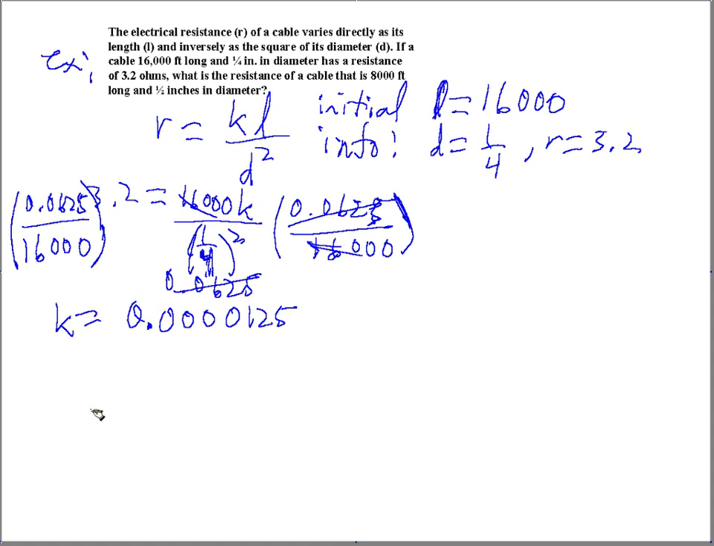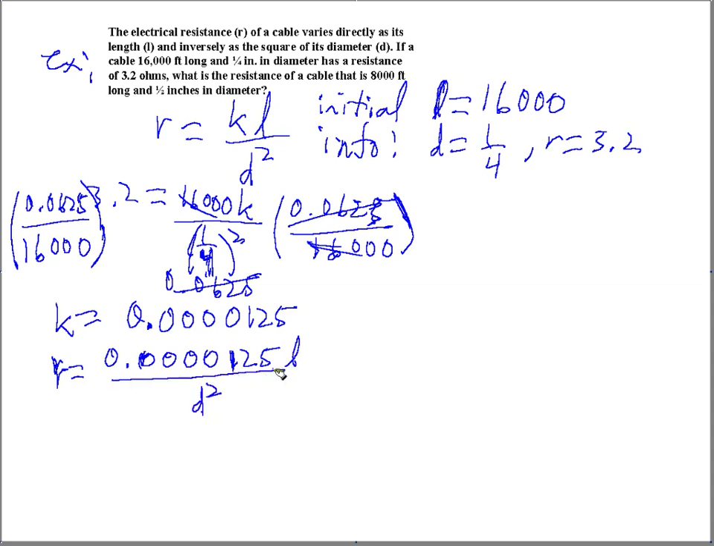So my R is going to be what? R equal to, that's R right there. Sorry about that. Again, the sketch pad's acting up on me. So K is what? This big number, 0.0000125. That's a 1 right there. Times L divided by D squared.